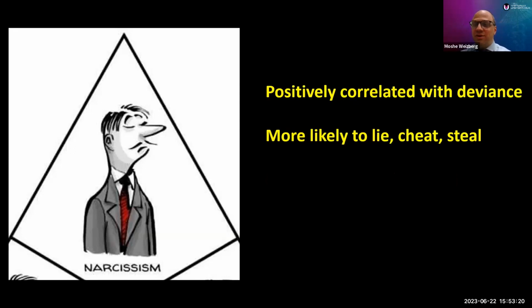Narcissism is correlated with deviance. So someone who has these personality traits is more likely to do things like lie and cheat and steal. And this is not the kind of thing we want to have that's going to generate positive will in our programs.